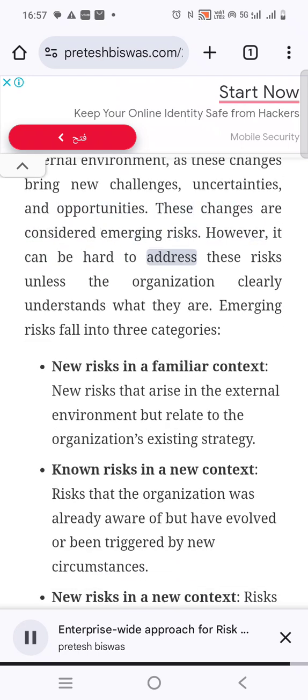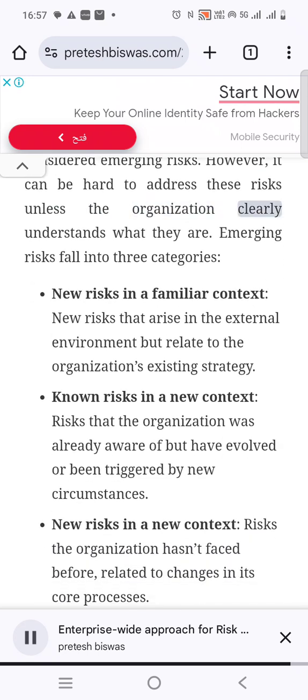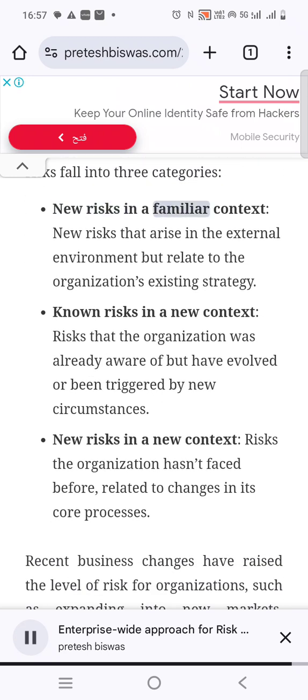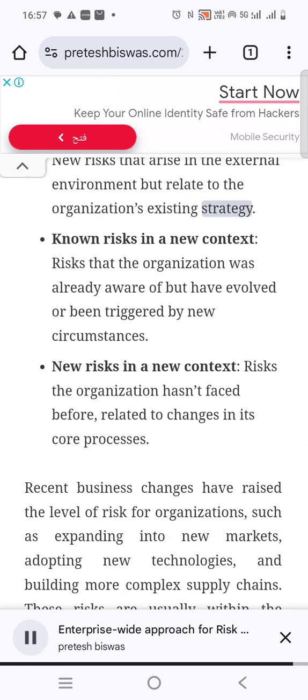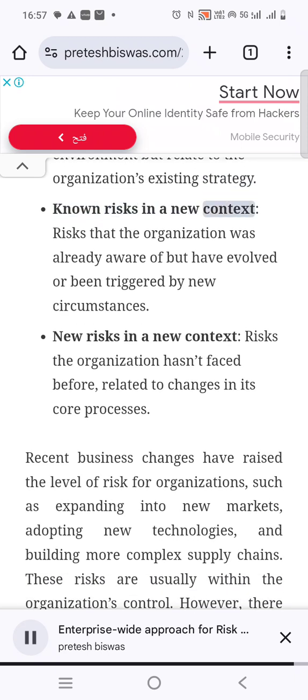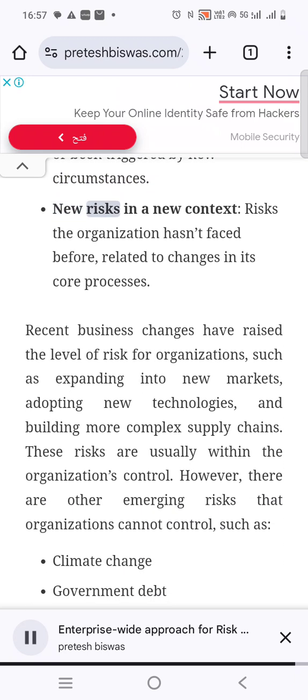However, it can be hard to address these risks unless the organization clearly understands what they are. Emerging risks fall into three categories. New risks in a familiar context. New risks that arise in the external environment but relate to the organization's existing strategy. Known risks in a new context. Risks that the organization was already aware of but have evolved or been triggered by new circumstances. New risks in a new context. Risks the organization hasn't faced before, related to changes in its core processes.